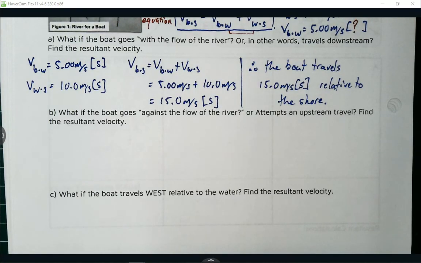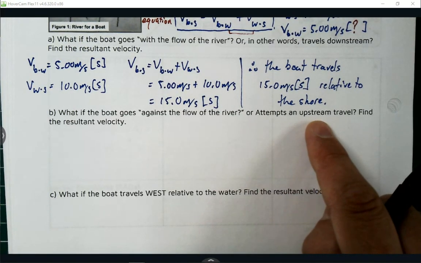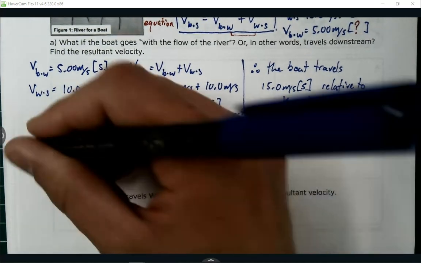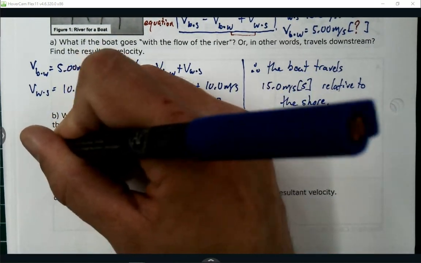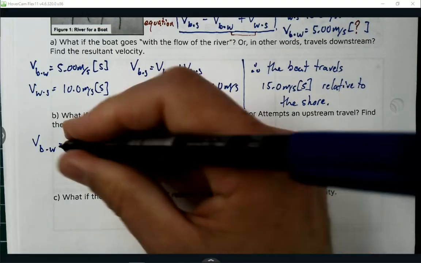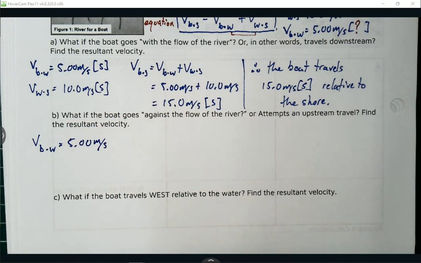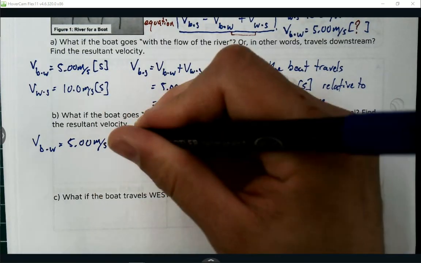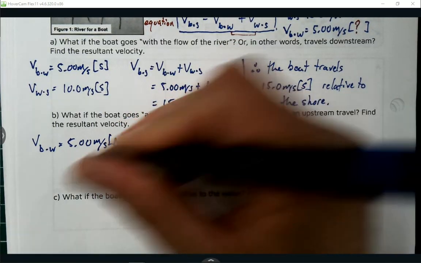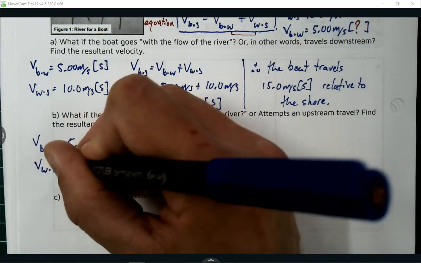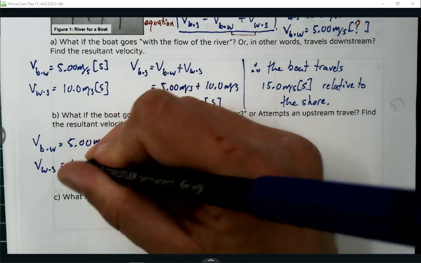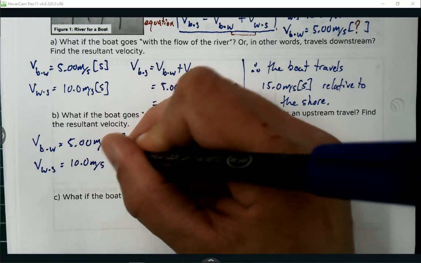The follow-up question is, what if the boat goes against the flow of the river? Or in other words, it travels upstream. Upstream means to go against the flow. Find the resultant velocity. Okay, well, if I'm writing out my givens, velocity of boat relative to water, in this case, is still going to be 5.00 meters per second. But what direction? North. North, honey. Velocity of the water relative to the shore hasn't changed. It's still the same river, 10.0 meters per second south.